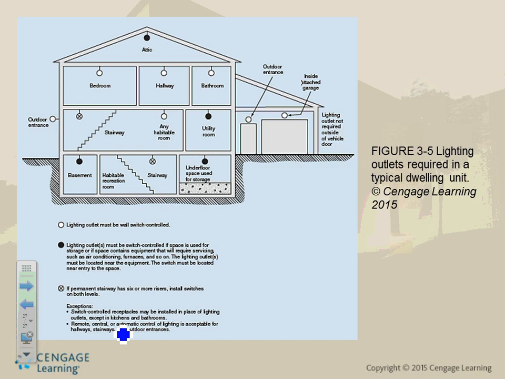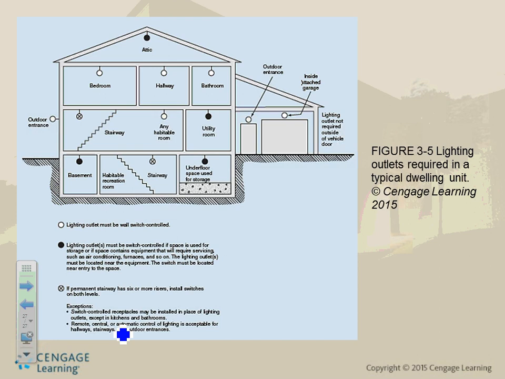Now, there are certain locations where you must have a wall switch. Where are these locations? You're looking at it. Here, all the white ones require you to have a switch on the wall. So if you're in the bedroom, the hallway, bathroom, kitchen, or any habitable room, all these require you to have what? A switch on the wall.